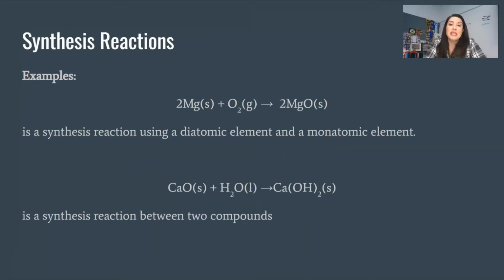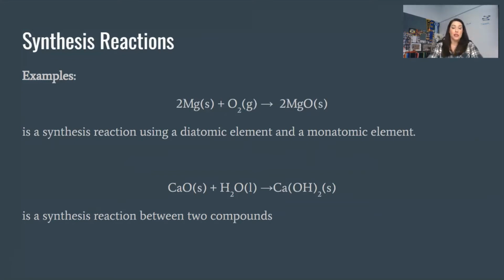Here's an example of a synthesis reaction, and I'm actually going to show you this first one here. Magnesium, which is a solid metal, is a monatomic element, meaning it only has one type of atom. And it reacts with oxygen gas, which is a diatomic element. So di, 2 atom molecule there. And it's a synthesis reaction because these 2 simple substances come together to form a relatively more complex substance, magnesium oxide.